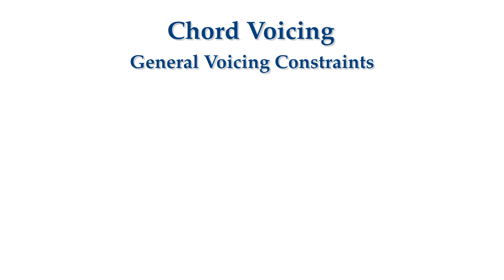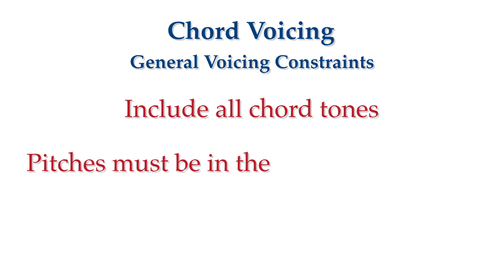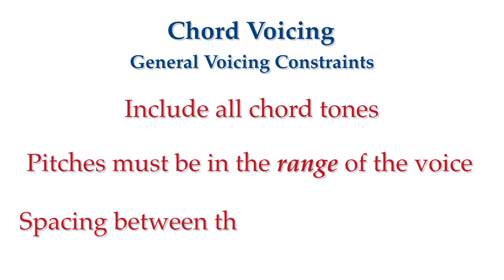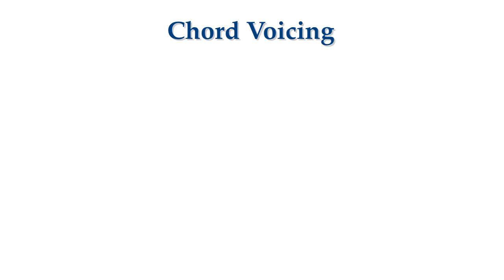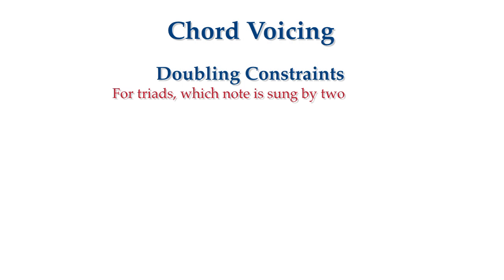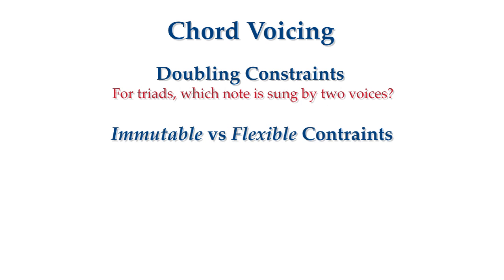General voicing constraints include the presence of all chord tones, the range of each singing voice, and the spacing of pitches called disposition. There are also a set of constraints surrounding the doubling of chord tones. If there are four voices and you are voicing a triad, one chord member must be sung by two different voices. This is called doubling. Some of these constraints are immutable, and others are flexible.